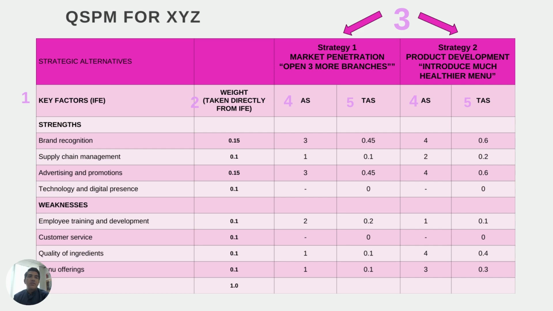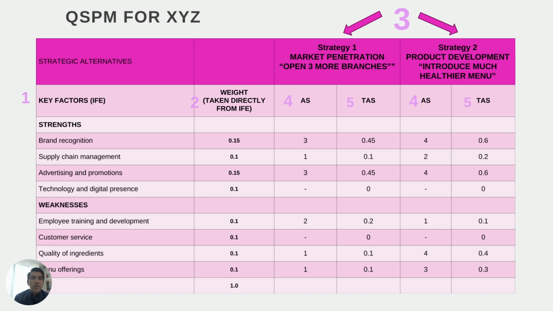So the first thing that you need to do in performing QSPM is to design this particular table. And in this exercise, we are going to use the exact same company that we used in the previous topic, which is company XYZ. Like I said in the previous video, in order to perform QSPM, there are 6 steps involved.